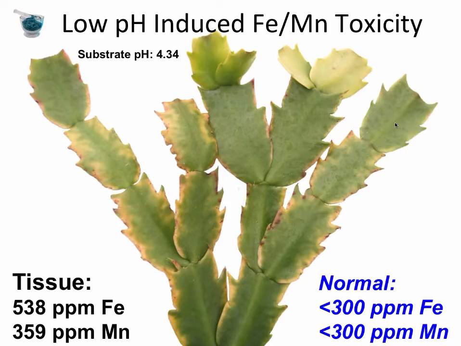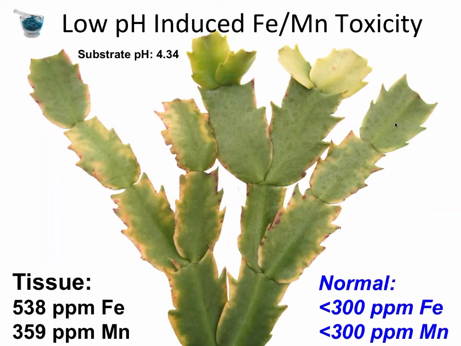We did an e-GRO alert earlier also on low substrate pH on Christmas cactus. It's in an e-GRO alert, but you can see we had, in this case, a substrate pH of 4.34, so quite low, and that's what you're seeing as an iron and manganese toxicity occurring with that plant.